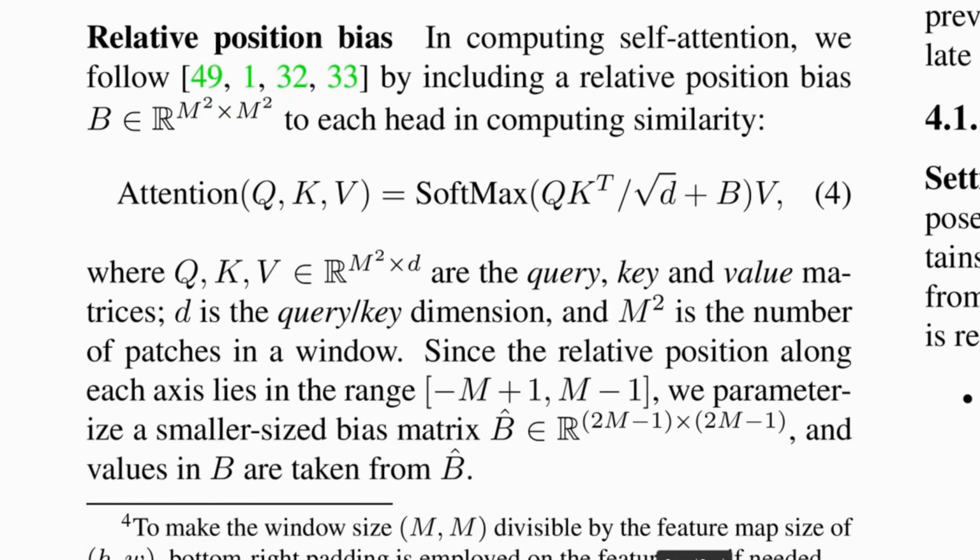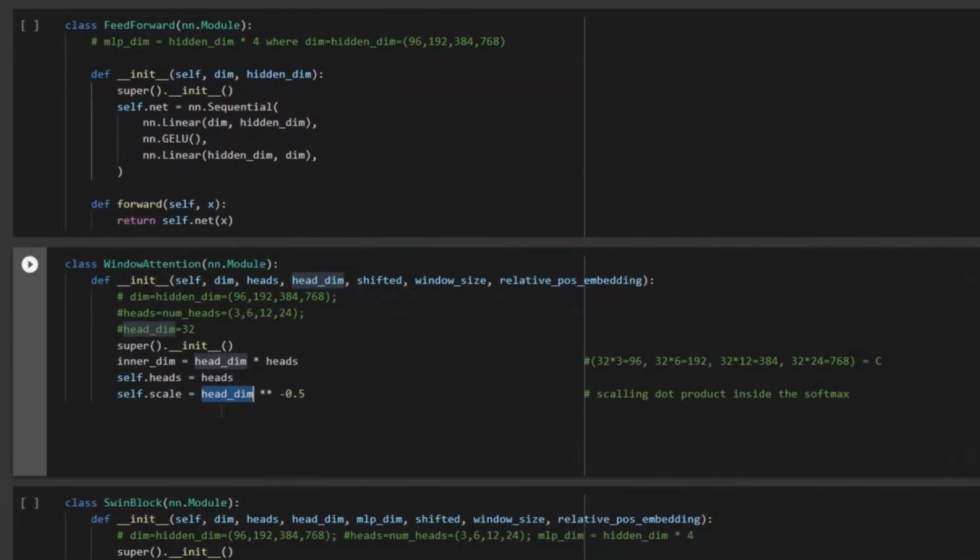Also, let's add the scale, and let's look at our formula to see what this scale is. If you look at formula 4 in the paper, the scale that we just defined is this one. So D is basically head dimension, which is 32, and head dimension is raised to the power of negative 0.5, negative because that was in the denominator, and 0.5 because that was the square root.